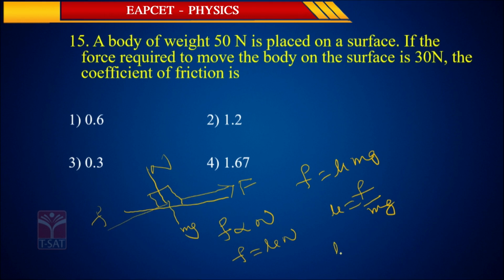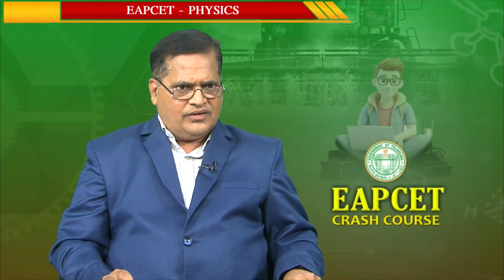Here you know that mu is equal to F. Force, how much here? 30 Newton. 30 by weight, how much? 50, okay children. Here the 0 gets cancelled, that is 3 by 5. What is 3 by 5? That is 0.6. 0.6 is the answer. The option is the first option, that is 0.6, okay children.